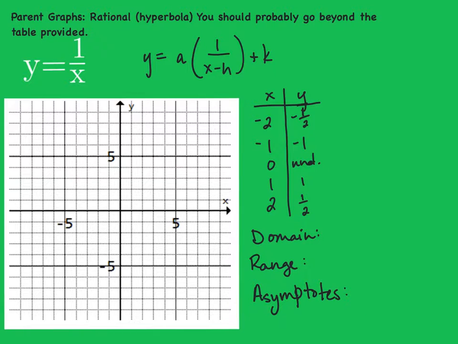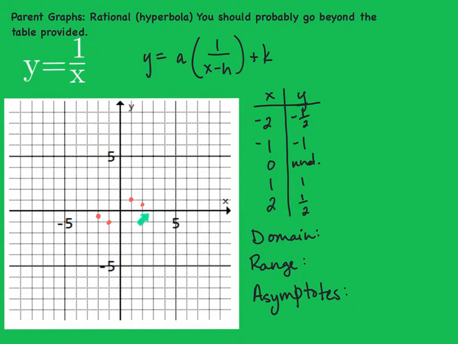So if I just graph those points, -2, -1/2, -1, -1. I can't do anything with 0. I know something weird is going on there. 1, 1, and 2, 1/2. That does not give me enough to figure out what this graph is going to look like. So I need to look at what's going to happen as I go further out on the x-axis and further back. So think about this in terms of our equation.